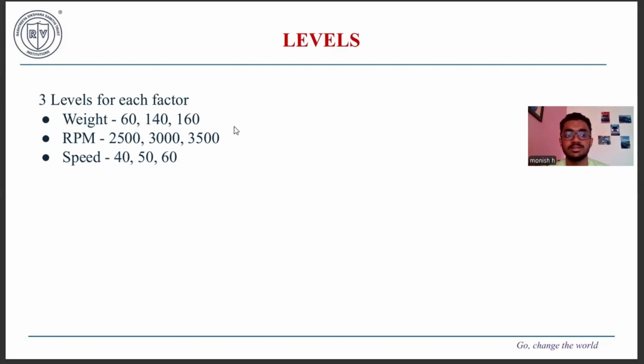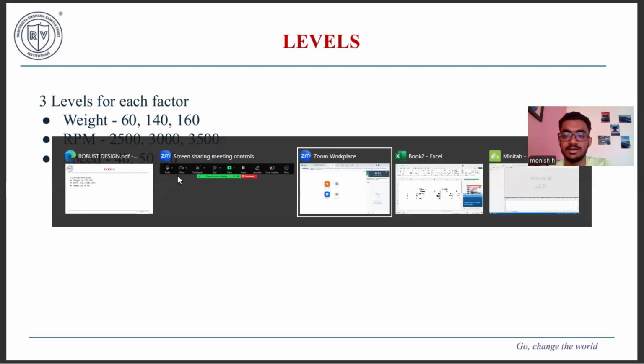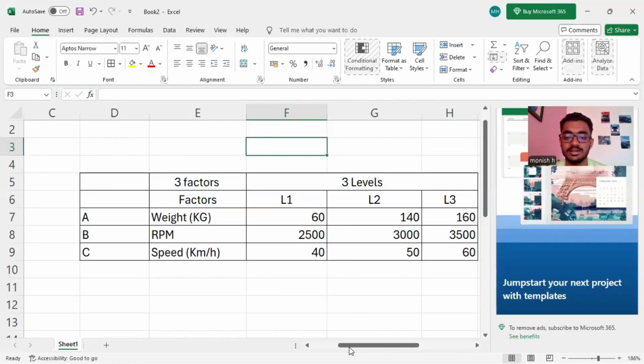To compute this, we have prepared the table, which is here. Here it indicates 3 factors, which is weight, RPM, and speed, and their levels, which is 3 levels: L1, L2, and L3. Here we have tabulated it.